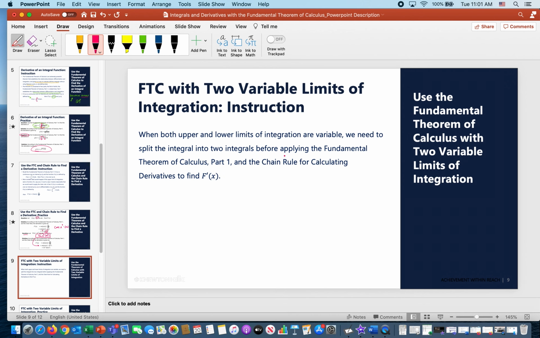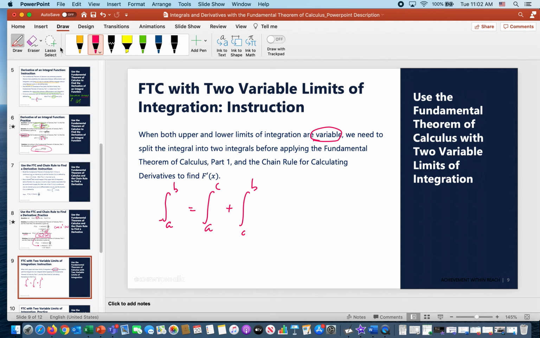When both upper and lower limits of integration are variables, we need to split the integral into two parts. Here's what that means. You'll recall one of the properties of the definite integral was that the integral from a to b could be broken into the integral from a to c plus the integral from c to b. When we do these problems, we're going to incorporate that concept to see if we can make these problems a little easier.